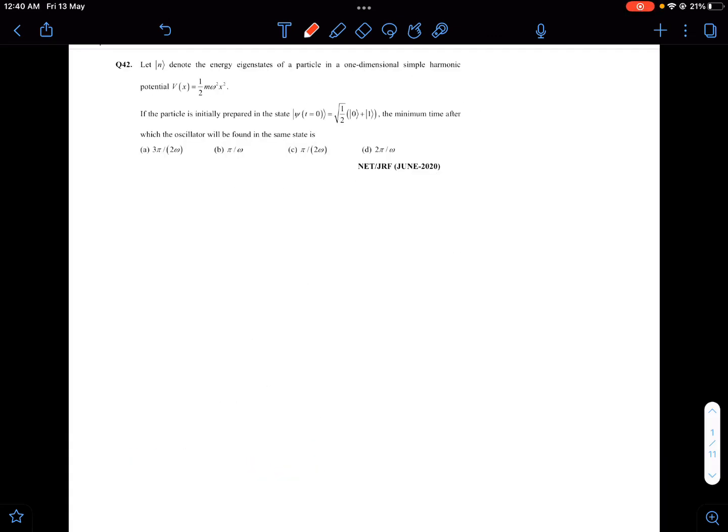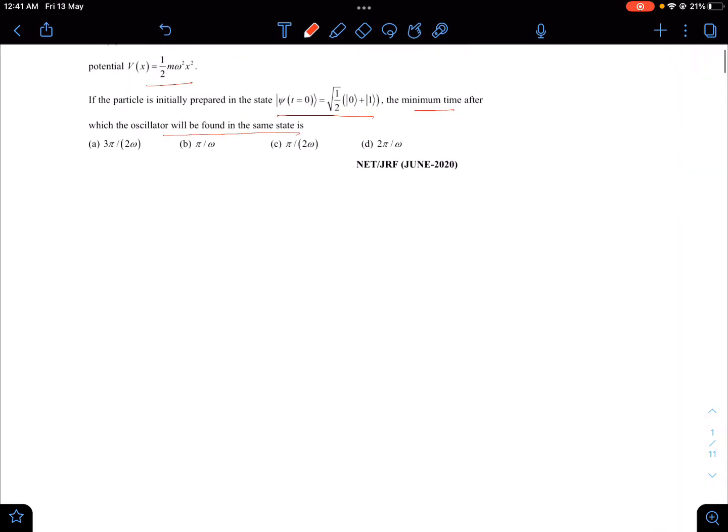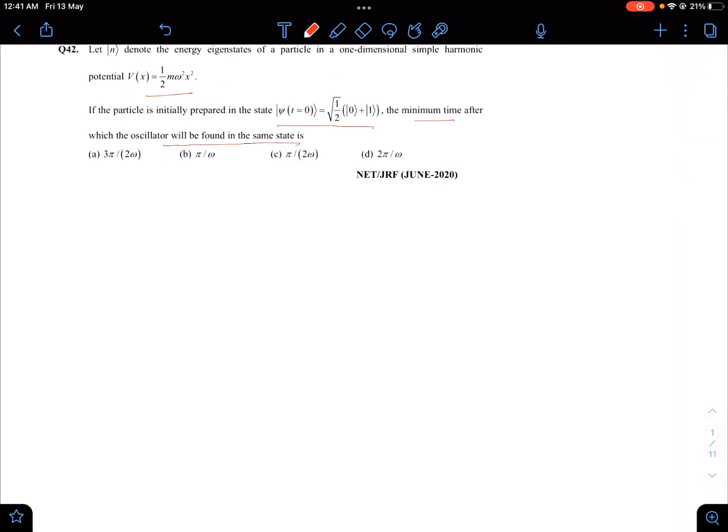Now let us move to the fourth problem. What does the problem state? It states that we have the energy eigenstate of a particle in a one-dimensional simple harmonic potential, and the particle is initially in this state. We have to find the minimum time after which the oscillator will be found in the same state. First you have to understand the question.